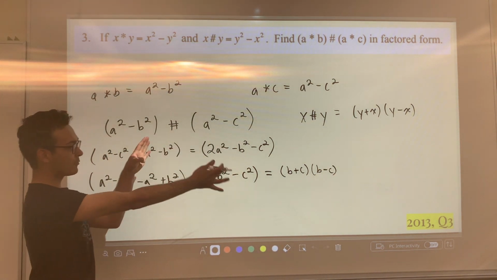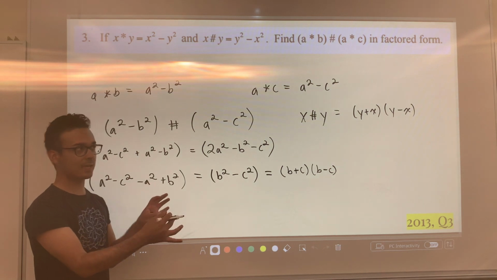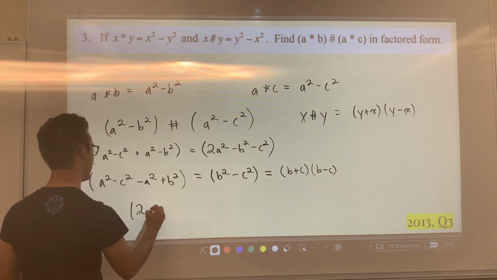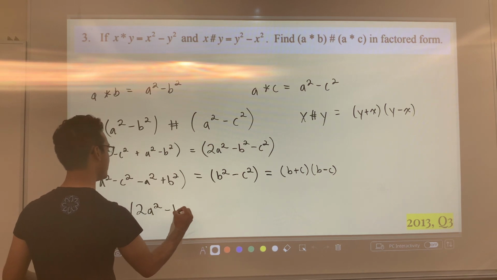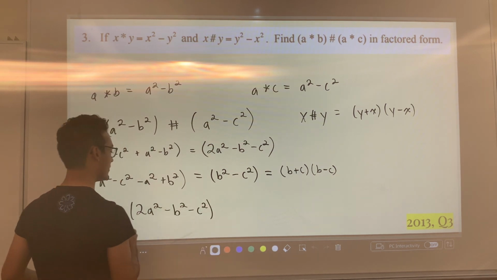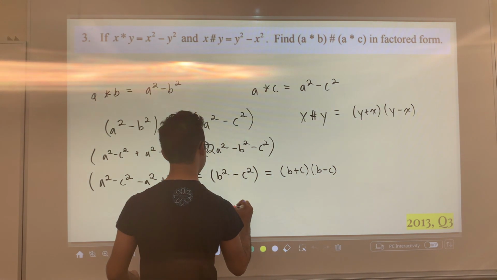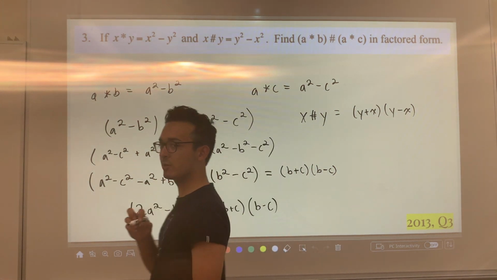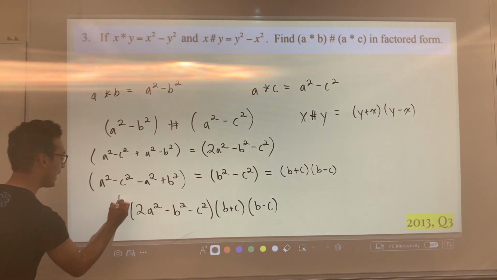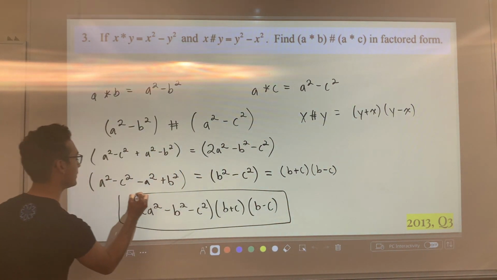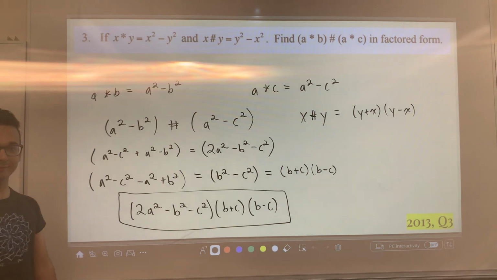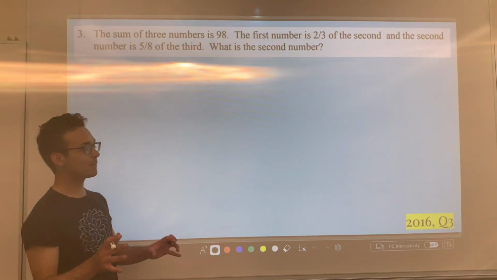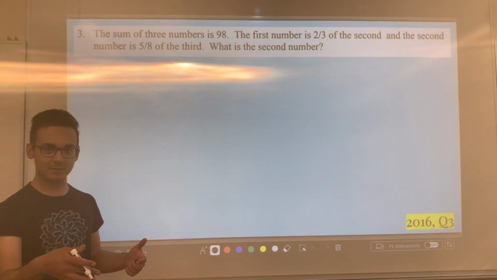And now we have three factors that, once we write them all together, will be the factored form of this expression. So we get 2a squared minus b squared minus c squared as one factor. We have b plus c as another factor, and b minus c as a third factor. So this entire expression here is our final answer.